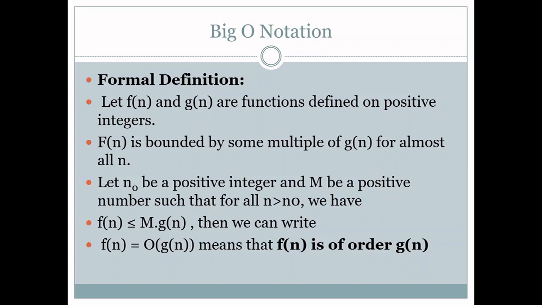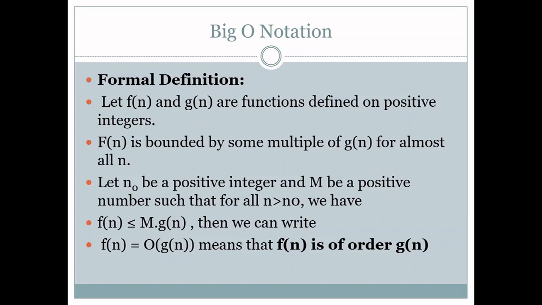And here we take a positive integer n0 and a positive number capital M, such that n is always greater than n0. That is, the number of inputs will always be greater than n0. Then the big O notation we represent as f of n is less than or equal to M dot g of n. That is, if we have the function f of n less than or equal to M dot g of n, M means it is a positive number and g of n is a positive function defined on a positive integer.